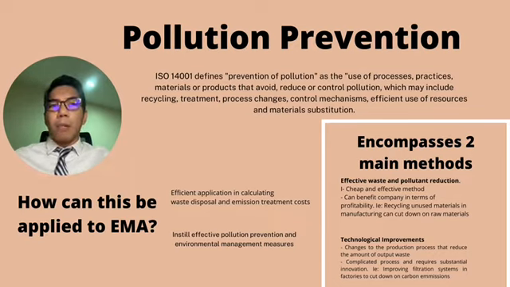Now, technological improvements encompass changes in the production process that reduce the amount of output waste. It is actually a very complicated process and requires substantial innovation. This includes, for example, improving filtration systems in factories to cut down on carbon emissions.